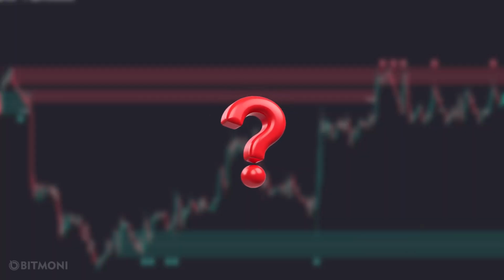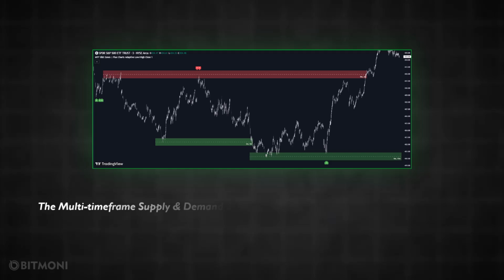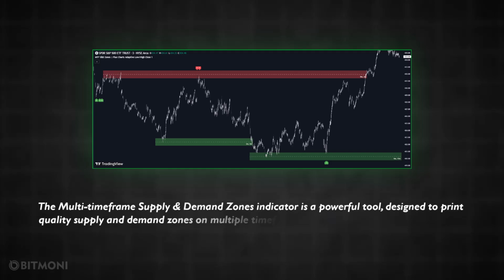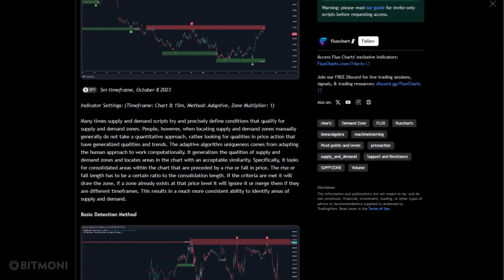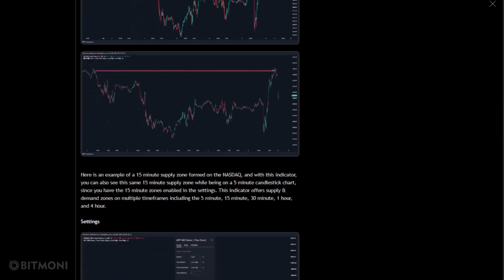So what exactly is this indicator all about? The Multi-Timeframe Supply and Demand Zones indicator is a powerful tool designed to print quality supply and demand zones on multiple timeframes with 2 different zone detection methods. These zones are commonly known as areas where there are lots of buyers or sellers present in the market.